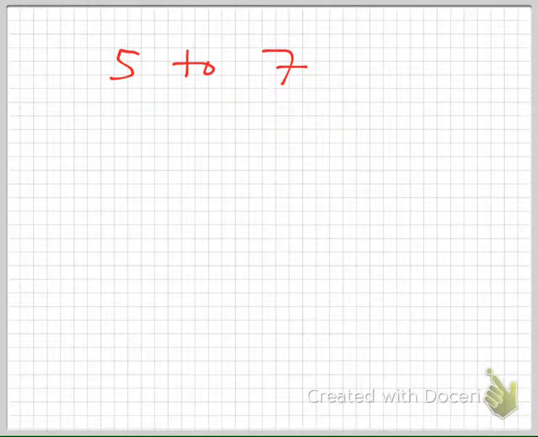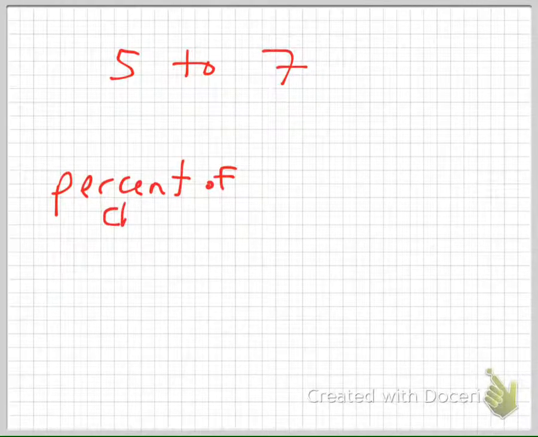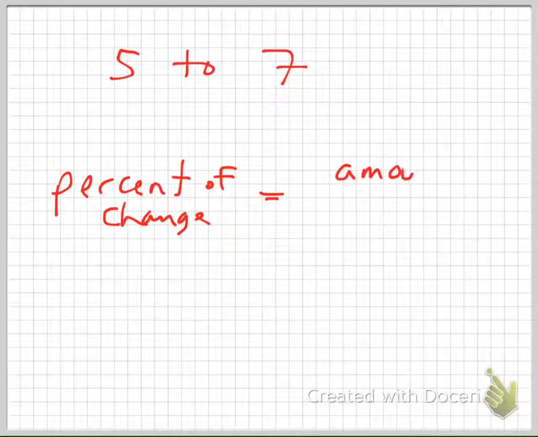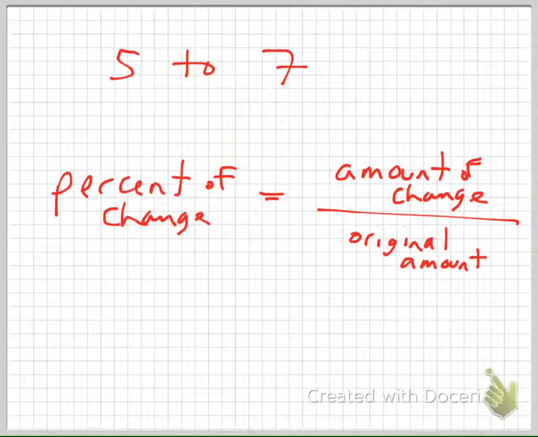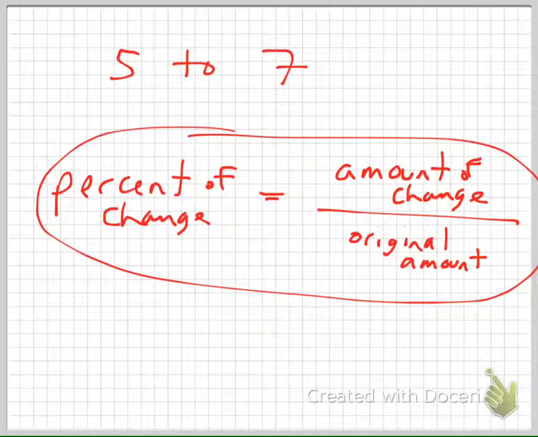Here's the rule. You're going to want to write this down. To find the percent of change, here's how you do it. That is the amount of change over the original amount. To find the percent of change, it is the amount of change over the original amount. That's right, straight word for word out of your book.